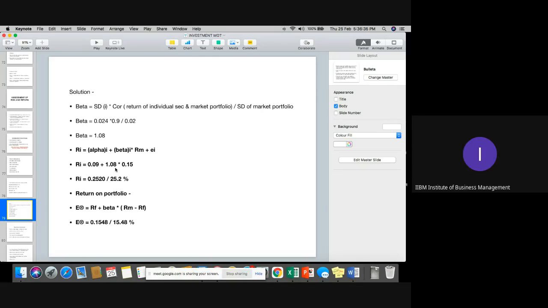And the last part we have in this question is ER, the expected return, equal to risk-free return plus beta into RM minus RF. You know RF, you know beta, you know RM as well. Put in the values and solve the answer. You will get 15.48.